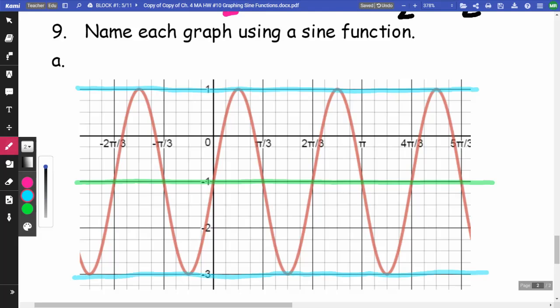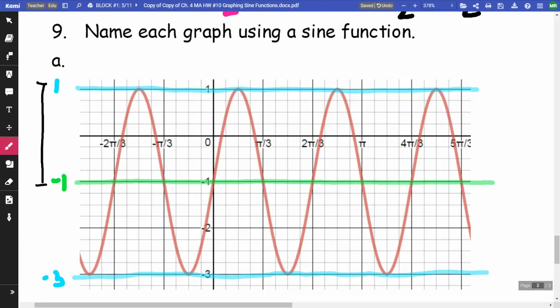So let me just jot this down. So this is at -1, just so I can see it. These are at 1 and at -3. So that means my amplitude is going to be the distance from here to here. That is going to be 2. Or from here to here, that is going to be 2. So my amplitude is 2.